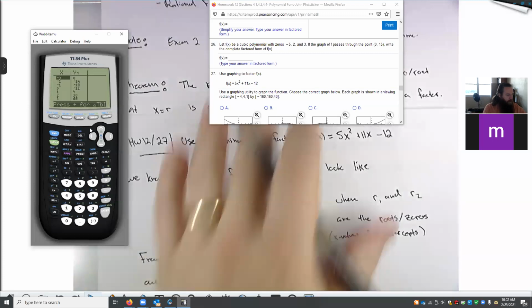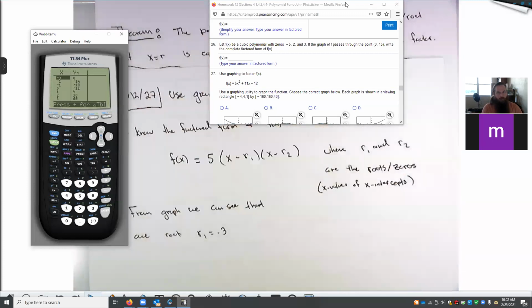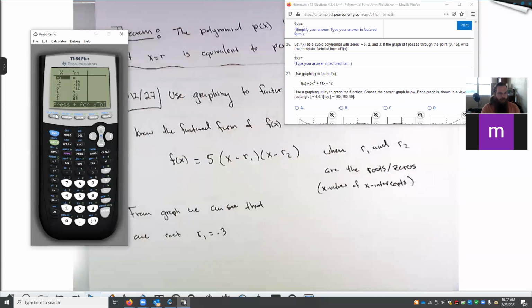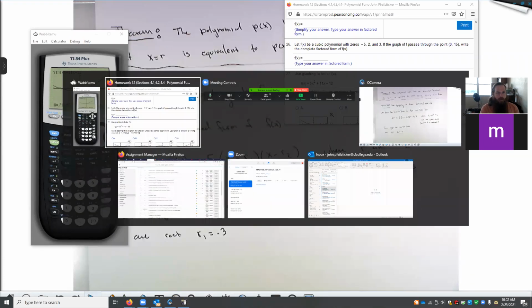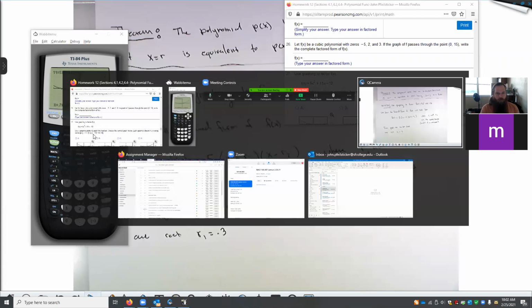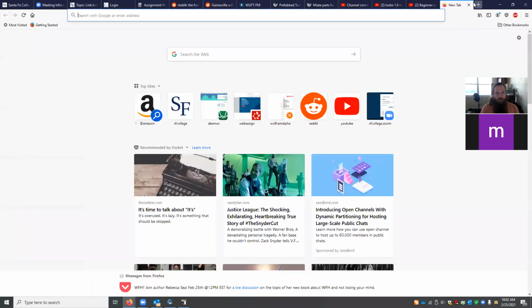Okay, so I'll call it R1. I'll say R1 is -3. Double check and make sure I entered this correctly. 5x squared plus 11x minus 12. Yeah. Okay. So I'm not sure what they intend here because the other root is not easy to see in this viewing window. We could play around a little bit, but let me go ahead and throw this into another graphing utility.